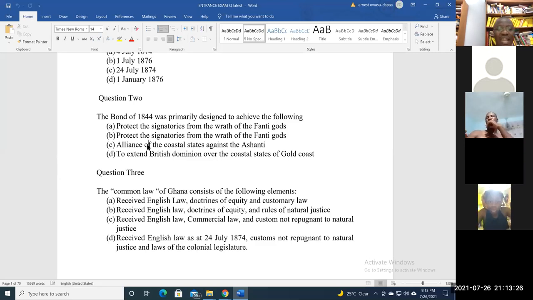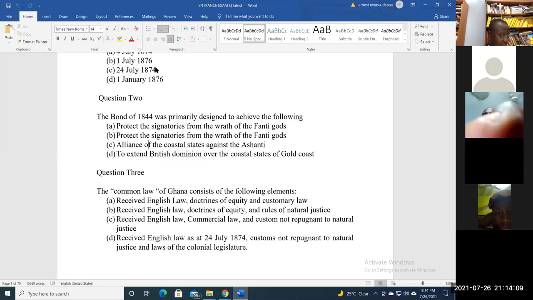So now you have to contend with C and D. One of them is going to be the correct answer. Let's look at C: alliance of the coastal states against Ashanti. D: to extend British dominion over the coastal states of the Gold Coast. What was the correct answer? Look at your text. D. We still have people going for D. Those who say D and those who say C, what is the reason for your explanation?